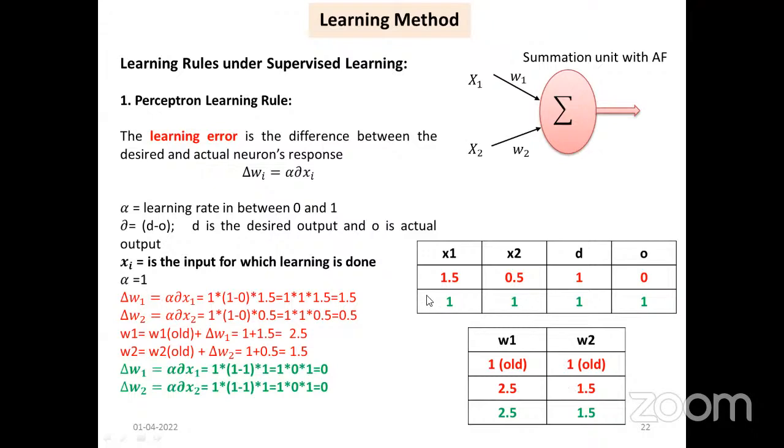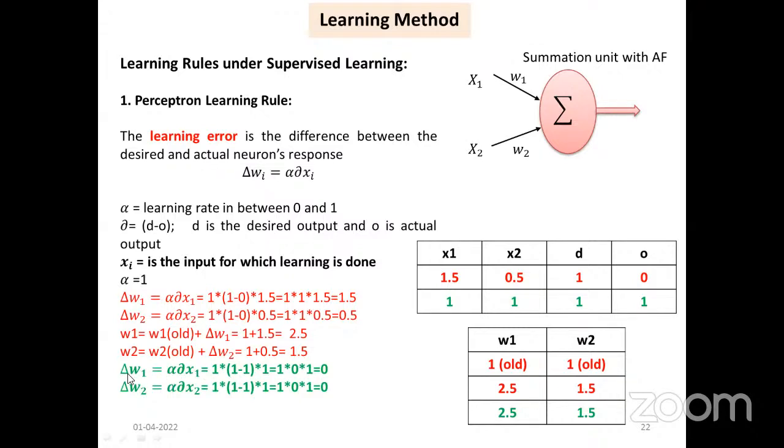Okay, now we're applying the second pattern here. So 1 1, like that. Say 1 1 is there, and the desired output is how much? 1. Actual output is how much? 1. So there is no misclassification. There is no mistake, right? If there is no mistake, if you come here, the changes of the weights, you can see, become 0.